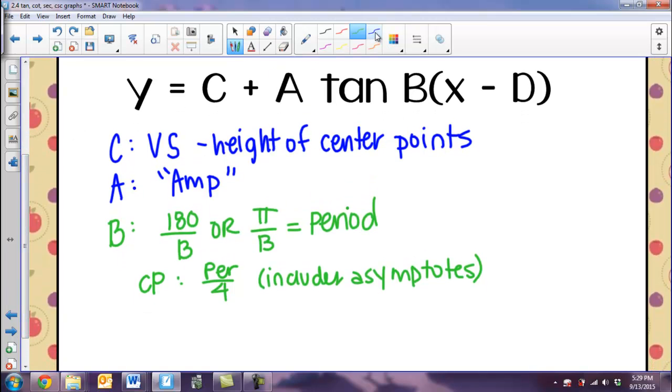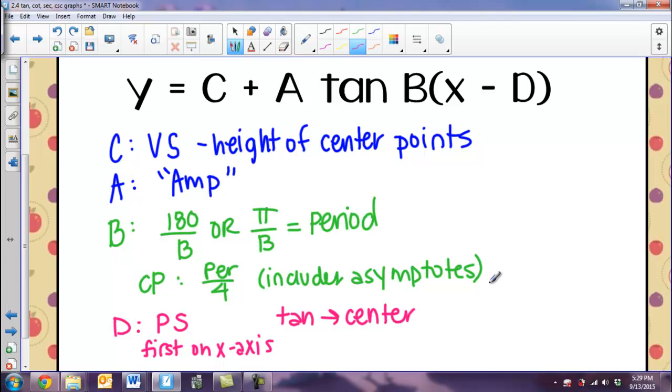Okay, and then the last thing is your D value, that phase change. Remember, that's where you start, so the first X value. And for tangent, you're always going to start with a center point. So when you're looking at that, you're going to start here at a center point, but for cotangent, you're going to start at an asymptote. So you're going to start with one of the dotted lines, and it'll tell you exactly where you start.